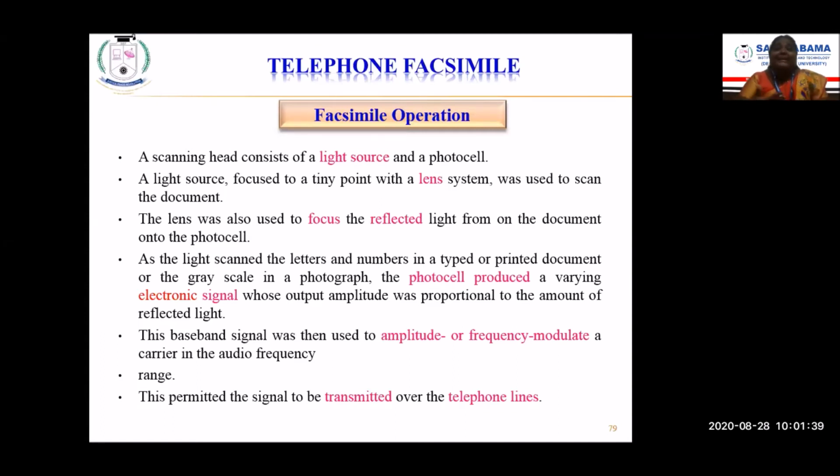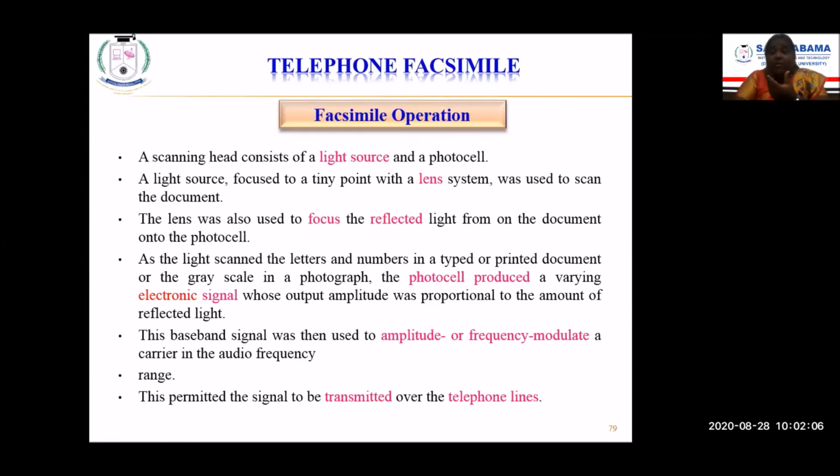So based on the light intensity and the shadow that is created by the image, on the opposite side of the light source, it is being captured. The same concept is used here, similar to photography. The light source is focused on a tiny point with a lens system. Normally your photography will also have a lens for focusing any particular image.